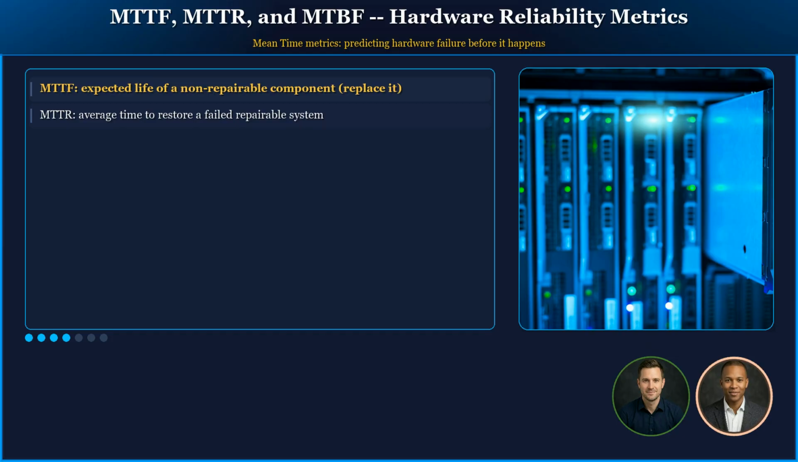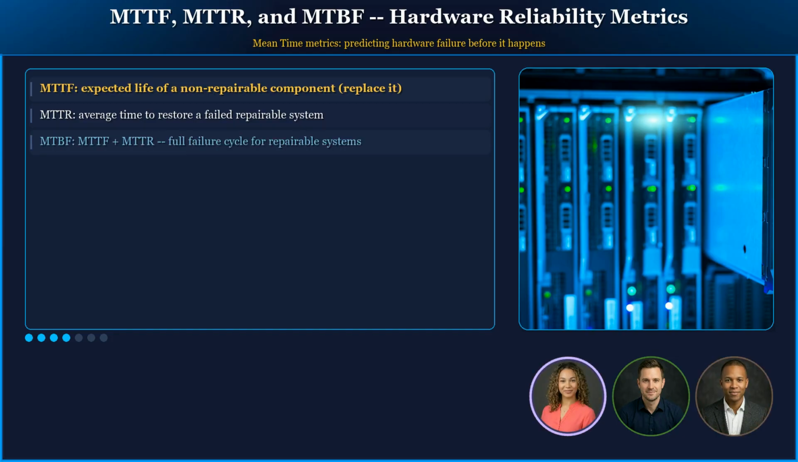Plan accordingly. MTTR, mean time to recover, is mean time to repair. This applies to repairable systems: servers, network switches, enterprise storage arrays. If a server fails and your team's average time to diagnose, fix, and restore it is 90 minutes, your mean time to recover is 90 minutes. This feeds directly into your recovery time objective planning.